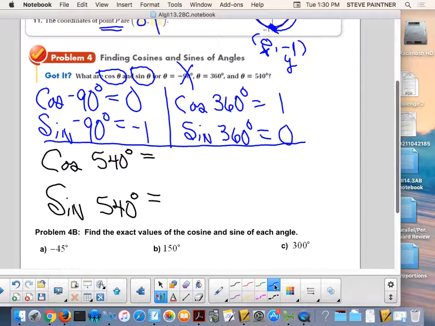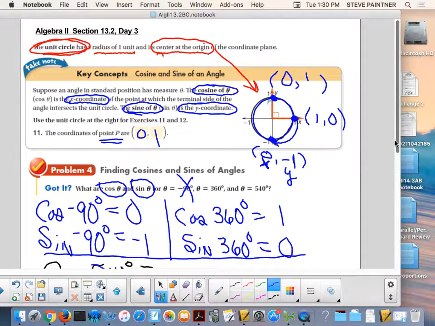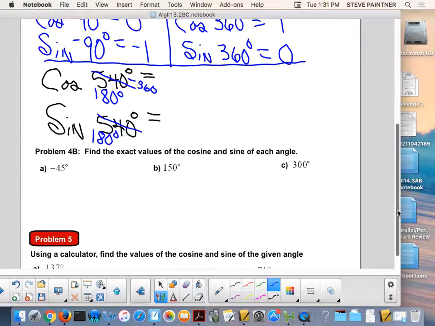Subtract a circle, you get what? 180. Because if you just subtract off a circle, 360, you're down to really 180. You know what a 540 is? A 540 is just a 180. It has the same look as a 180. So where's 180 on your little circle up there? It's right here. Here's 180 over here. That's 180. Negative 1, 0. Where the x value is negative 1, the y value is 0, which should tell you your answers.